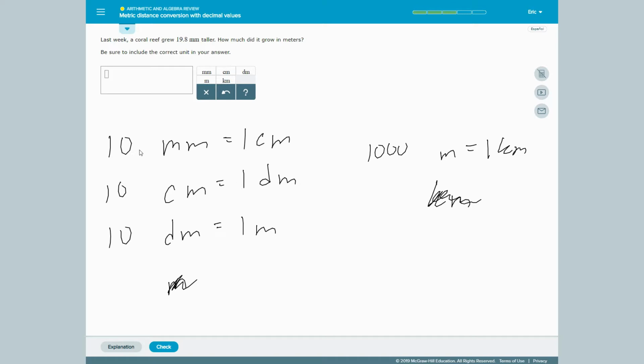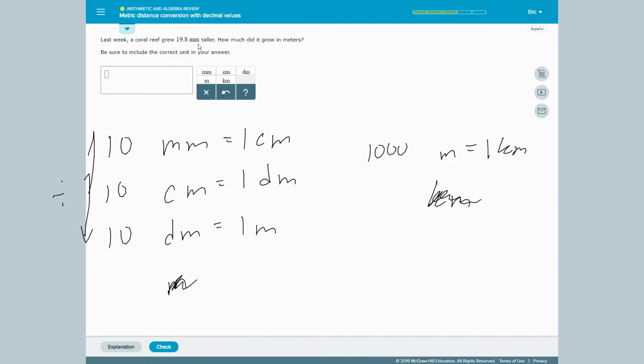With that math, if I'm going from millimeters to decimeters, that would be 10. Remember, if I'm going down, it's division. So millimeters to decimeters, I would take my millimeters, divide it by 10 to get centimeters, divide it by another 10 to get decimeters. So I would divide by 100, or divide by 1,000 to get meters, and so on and so forth.